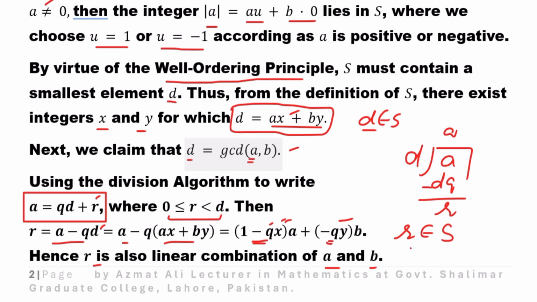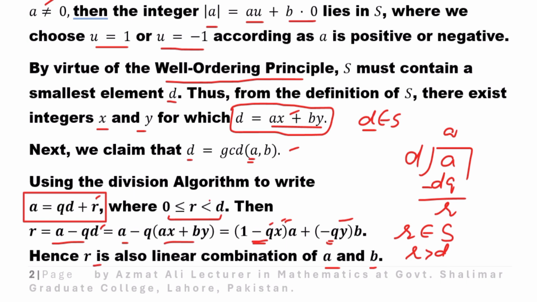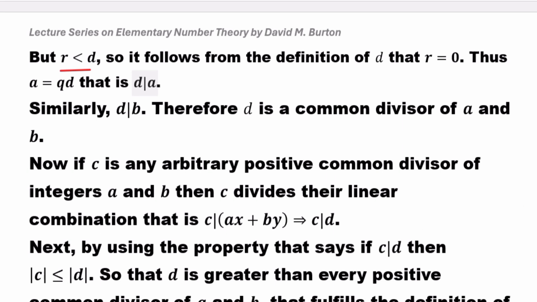Now we will compare r with d. But r is less than d, because r is the remainder, and by the definition of remainder, r should be less than d. Now when r is less than d, what is the possibility for r? There is only one possibility for r, that r must be 0. This is the important point. Why is r 0 here?